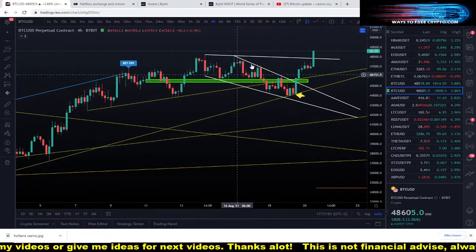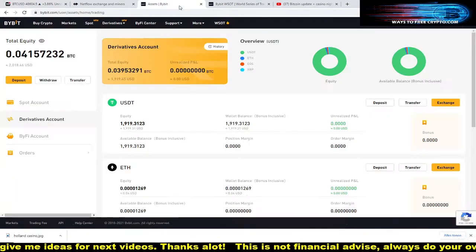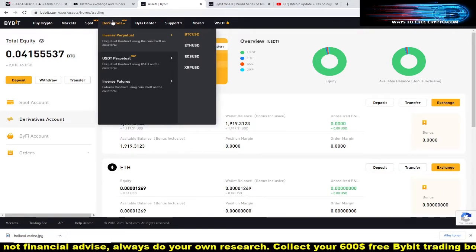Okay, now let's get into Bybit. So you guys know how to deposit USDT or deposit Ethereum. Now here you can see the derivatives.